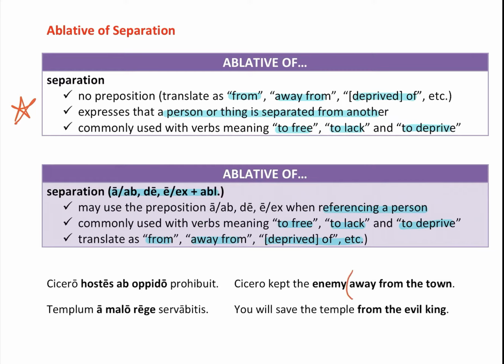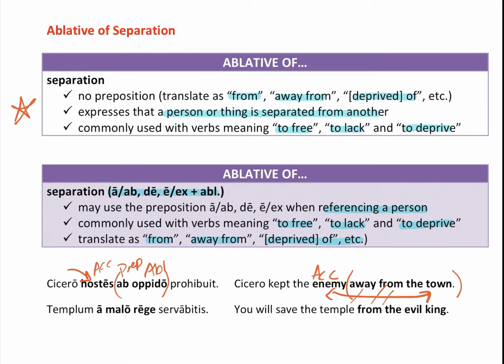Now, the prepositional phrase is away from the town. But what I wanted to point out was hostes is referring to a person, even though it's not in the prepositional phrase. It's something being separated. It doesn't get in the ablative because that's not its noun job. It's the accusative, right? But inside the prepositional phrase, you have the preposition followed by the ablative, because the two things that are being separated is a person from the town.